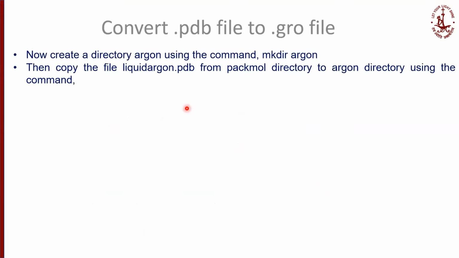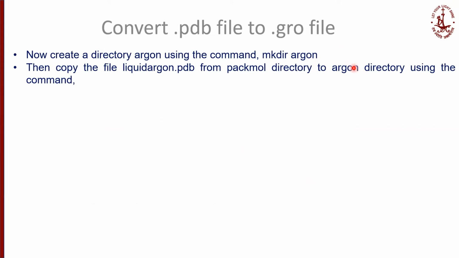Now, PDB is not the format that you work in with GROMACS. In GROMACS, you have to convert your PDB file into a GROMOS structure file, that is a .gro file. So in your directory, you create a directory named argon using the command mkdir argon. It will create a directory.